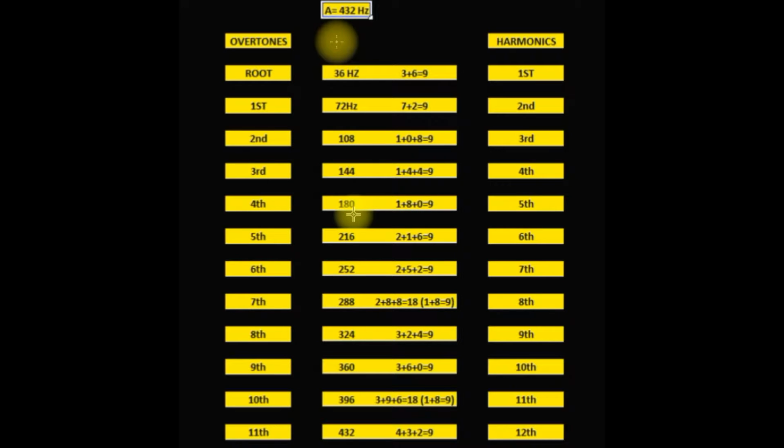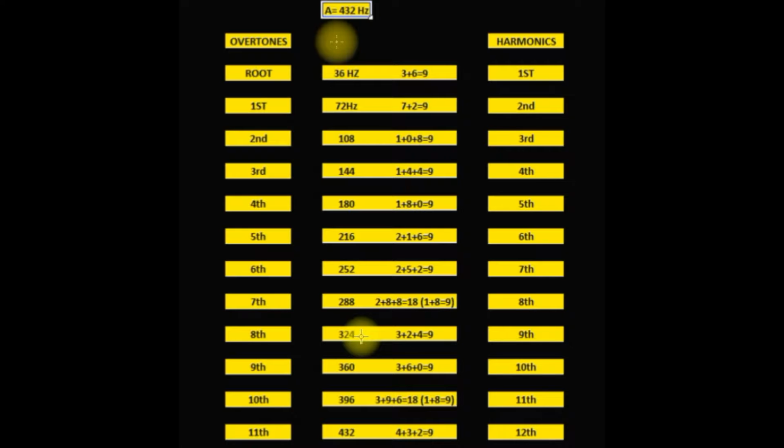The fourth overtone, the fifth harmonic, is 180, and of course that's half of a 360-degree circle. 1 plus 8 plus 0 is 9, the fifth harmonic. The sacred 216 is the fifth overtone, the sixth harmonic. It breaks down to a 9-digital root as well. Now here's one that's the eighth overtone and the ninth harmonic, which is 324.